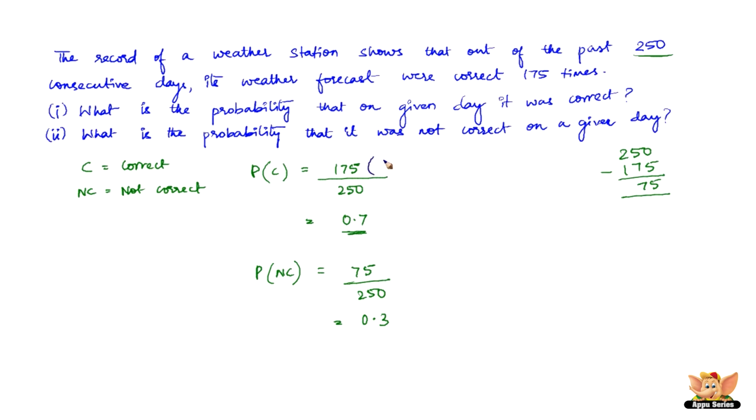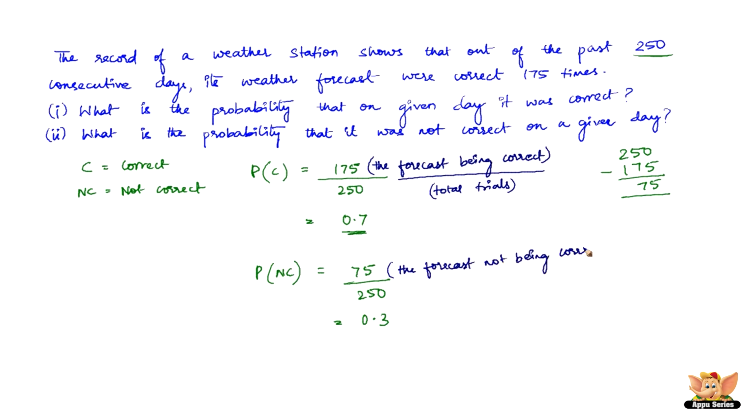Let me just write in the brackets for your reference. What is this? The forecast being correct by total trials. Here, the forecast not being correct divided by total trials again. So here we've got the answers for both the questions that are asked in this problem.